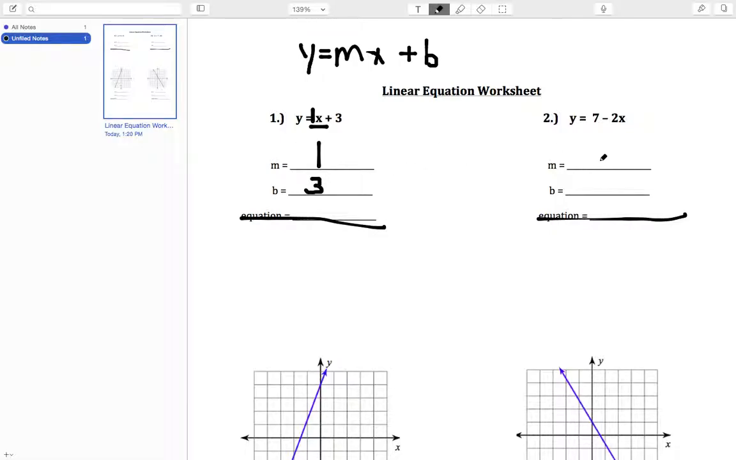In problem number 2, you do the same thing. To find your m, you always look for your x. So the 2 is your m. You always have to look for what is in front of your number. In this case, that minus sign or the negative is attached to the 2. So that makes your slope or your m a negative 2. Then your other number that is not attached to the x is your y-intercept, and that is 7.